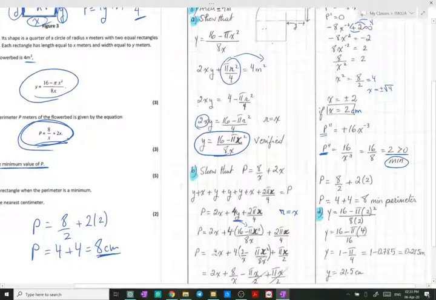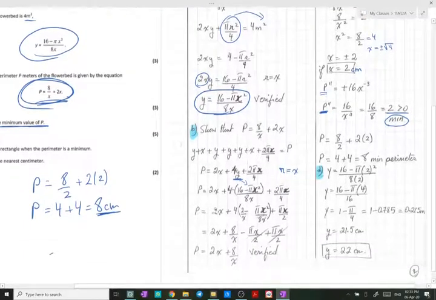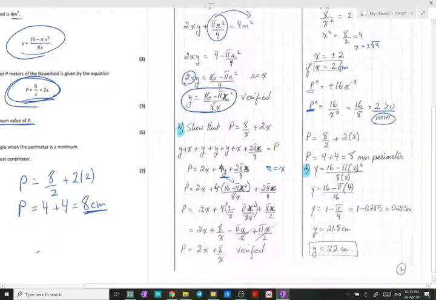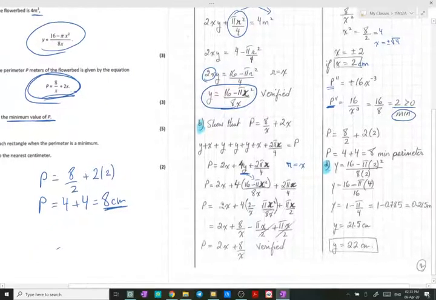So y is equal to 16 minus pi into 2 squared over 8 times 2, and using your algebra you're going to get the value of 0.215 meters. Changing it to centimeters is going to be 21.5 centimeters, and they want it to the nearest centimeter. So to the nearest centimeter we round up, and y equals 22 centimeters.